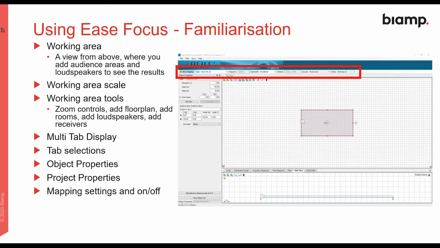Oh, I forgot one thing. So on this top toolbar, these are the mapping settings, which allow you to choose the frequency response and the type of audio signal that's going to be used for the visualizations. And very importantly, in the top left there, there's a button which says show mapping.